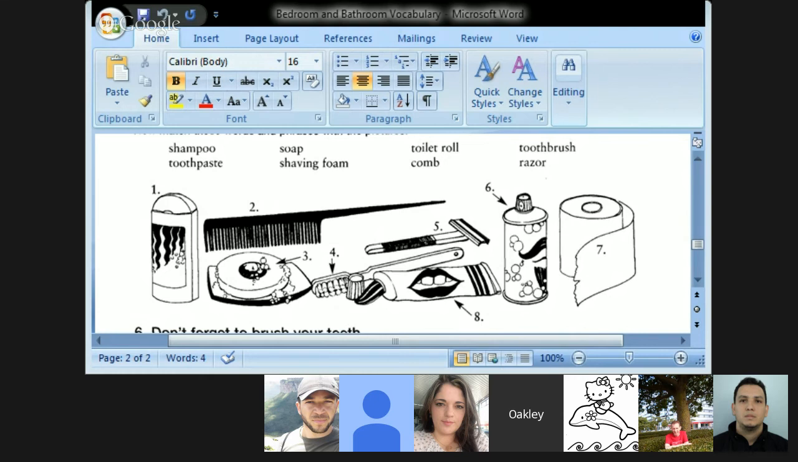Keiko, number two, of course. Comb. Is a comb. Of course it is. Okay, some people use a comb, some people use the other thing. Keiko, do you know what I'm talking about? Hairbrush. Hairbrush, yeah. That's right. Some use a comb, some use a hairbrush. Very good.